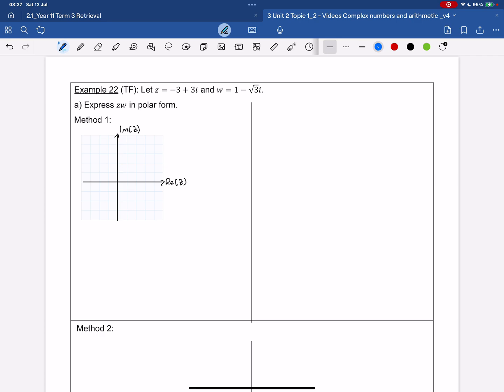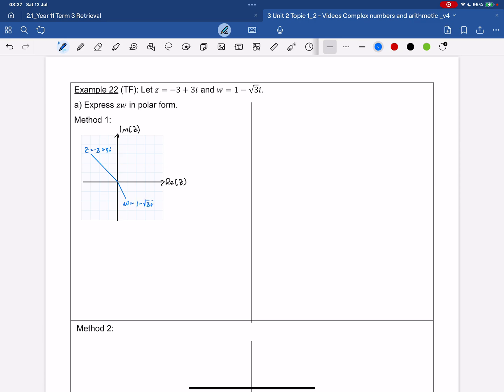All right, so if we have a look, Z is negative 3 plus 3i. So Z is sitting over here in quadrant 2. So this is going to be Z, which is negative 3 plus 3i. And W is positive 1 minus root 3i, so somewhere over there.